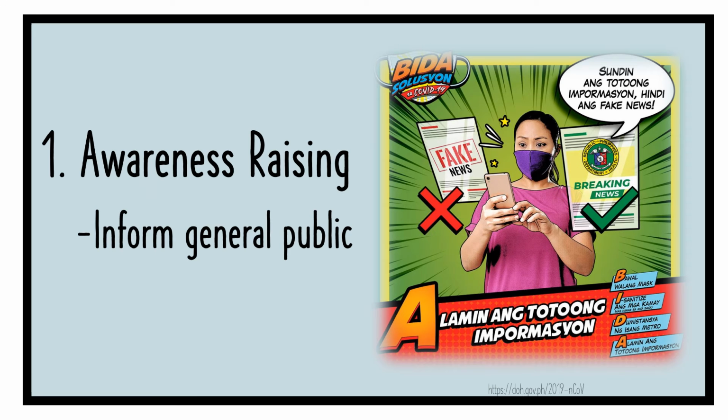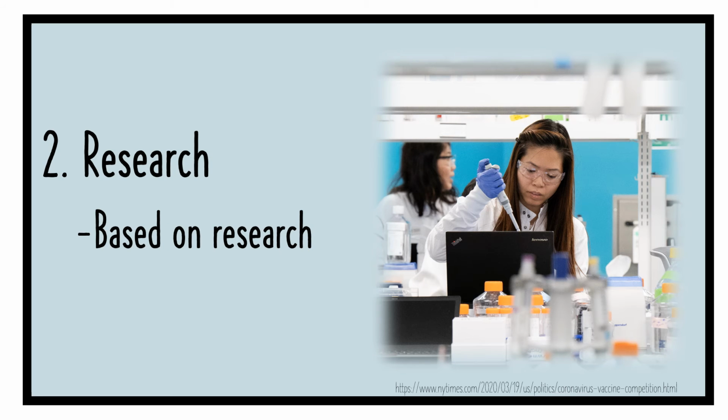Number 1. Awareness raising. This is intended to make the problem to be addressed known by the general public. Number 2. Research. A campaign that is based on research provides the necessary knowledge to take action. Many stakeholders are involved here for the complexity of the topics. Example is experimenting to come up with a vaccine to cure COVID-19.